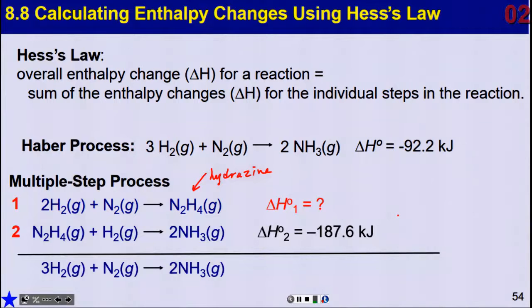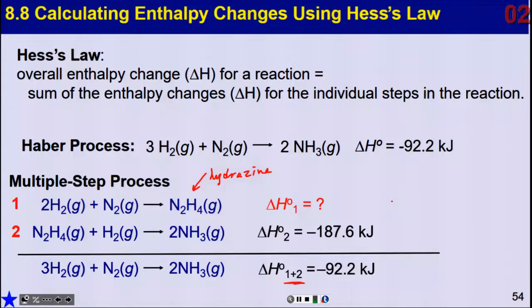The process we're looking for is making hydrazine, but you can use the formation of ammonia, the third one, in combination with the other two to come up with the unknown change in enthalpy. The heats of the two processes will add together to give us the heat of the last step. If you add reaction 1 to reaction 2, you add those enthalpy changes together, and they should add up to the value, which is a known value, for the formation of ammonia.